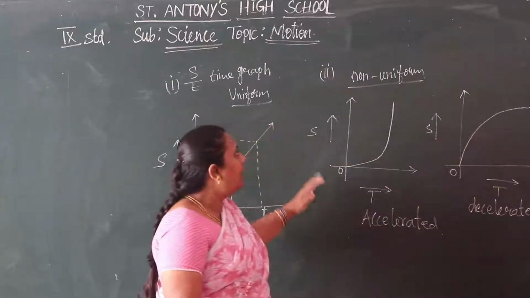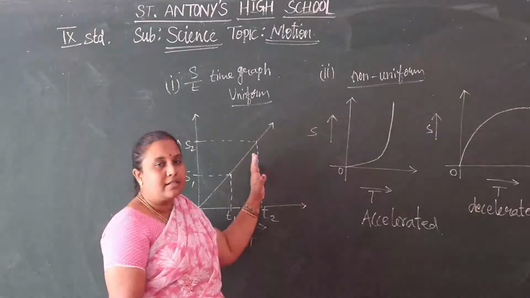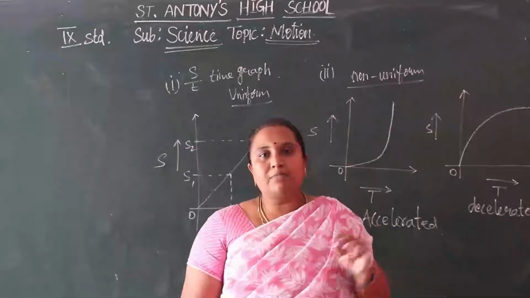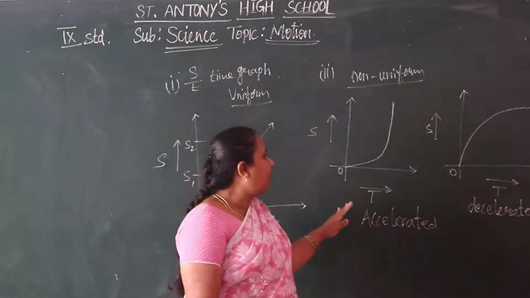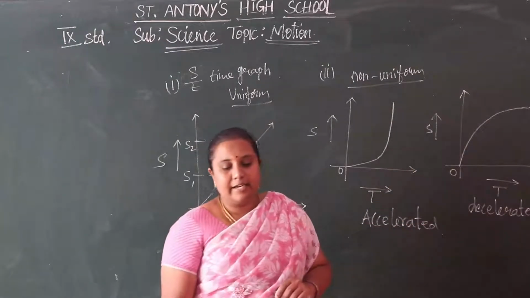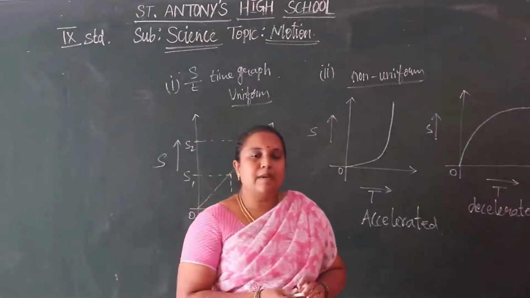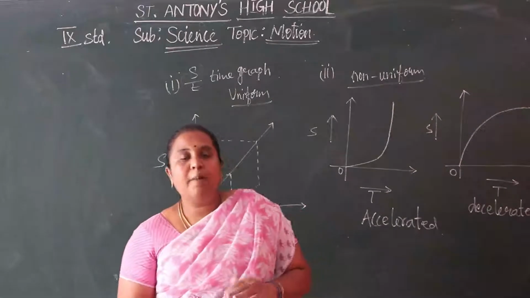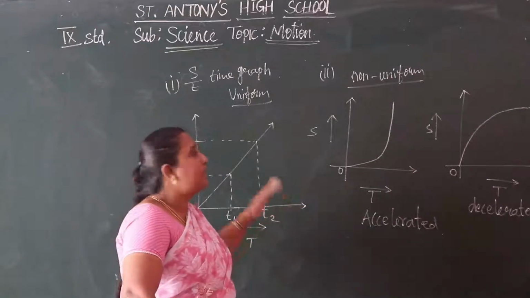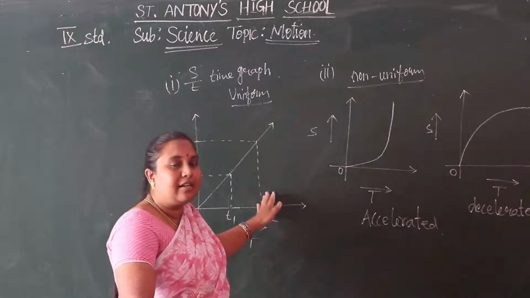So in uniform motion there is a straight line, and the acceleration is 0. In non-uniform motion we have two types of graphs: an increase in the curve is accelerated motion, and a decrease in the curve is decelerated motion. Then we have the S by T, distance by time taken graph, for a body at rest. A body in motion is in uniform or non-uniform motion; a straight line means acceleration is 0.